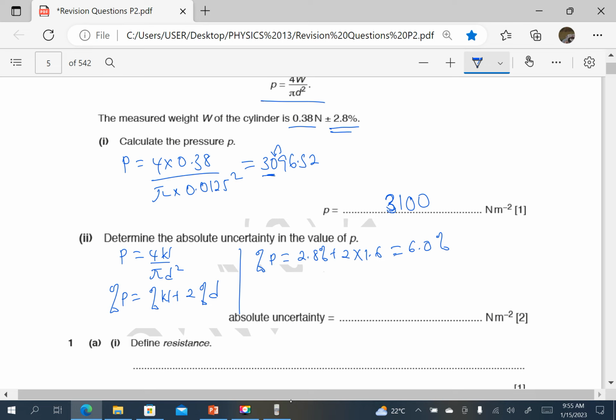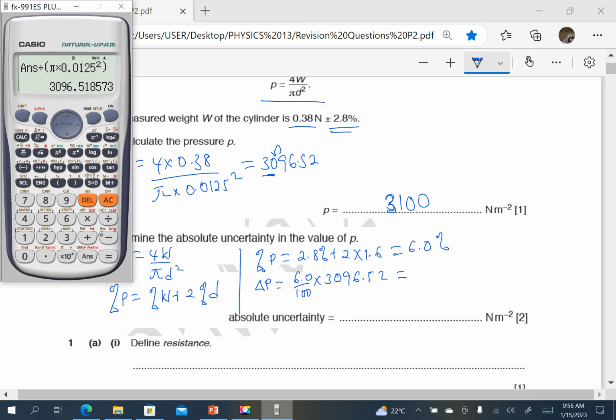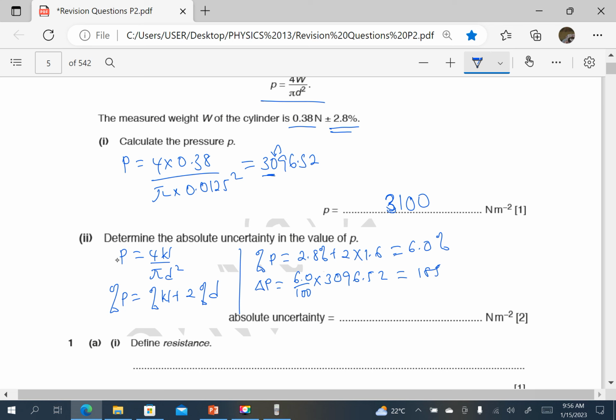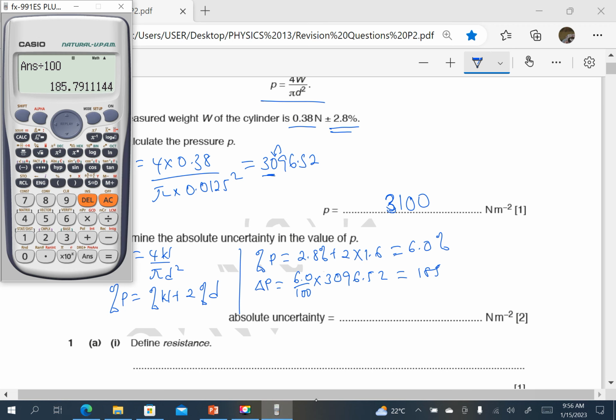But the question wants absolute, so absolute uncertainty in P is going to be percentage 6.0 over 100 times the value of P, which we found as 3096.52. So I'll just multiply this times 6 divided by 100. This is giving me 185.8.